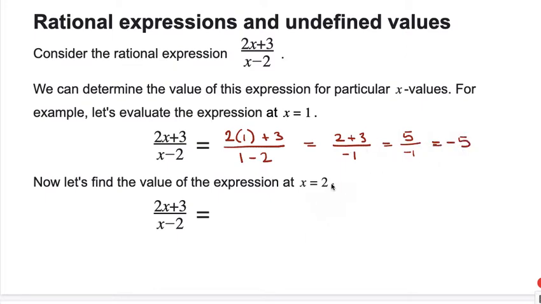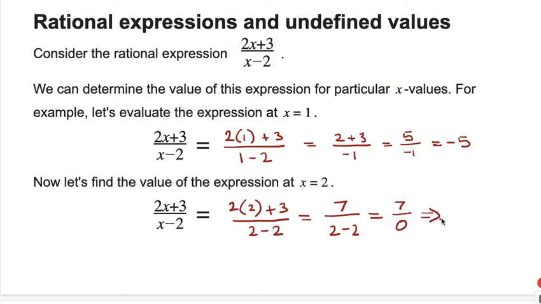What if we plug in the value 2 for this expression? Let's take a look at what that looks like. 2 times 2 plus 3 over 2 minus 2. I'm going to leave the denominator for a second and just solve the top. This is 2 times 2 is 4 plus 3 is 7. And then we look at 2 minus 2. Well, as you can see here, this is 7 over 0, and that is undefined. We cannot divide by 0.